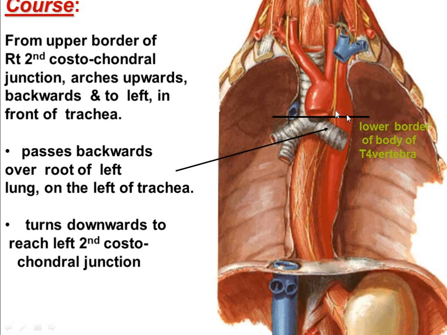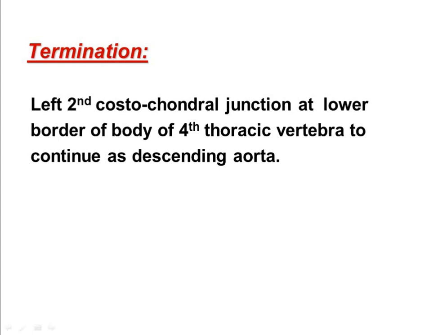So this arch of aorta is at the level of the disc between T4 and T5, begins here, ends here. The ascending aorta ends here, the descending aorta begins here. This arch rises till the middle half of the sternum and then again descends. So it terminates at the second left costochondral junction and continues as the descending aorta.